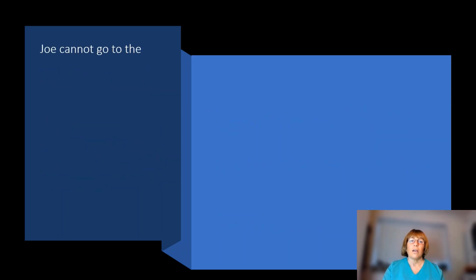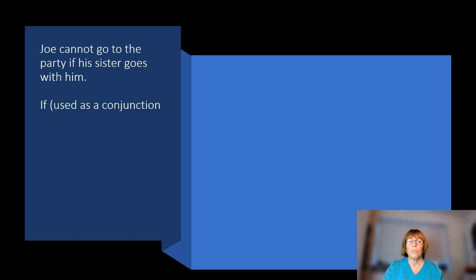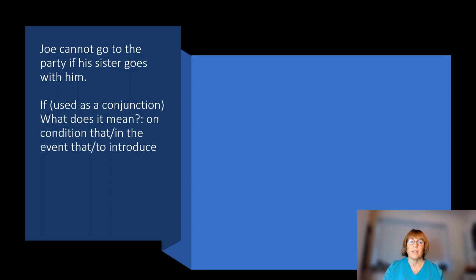Joe cannot go to the party if his sister goes with him. Remember what the meaning is? If is used as a conjunction. So what does it mean? On condition that, in the event that, to introduce the only circumstances in which Joe can go.